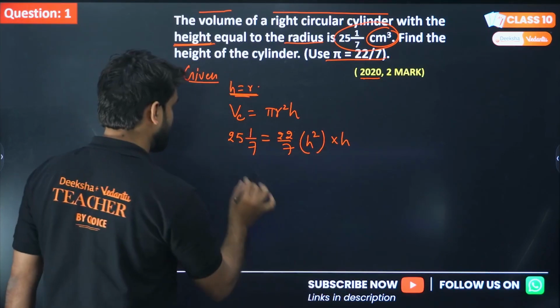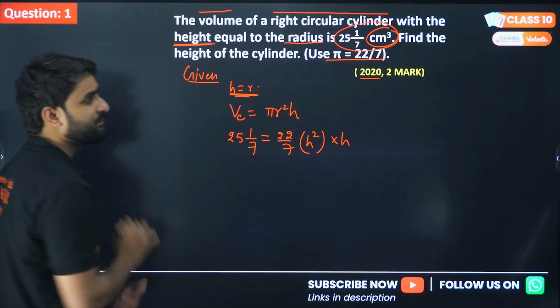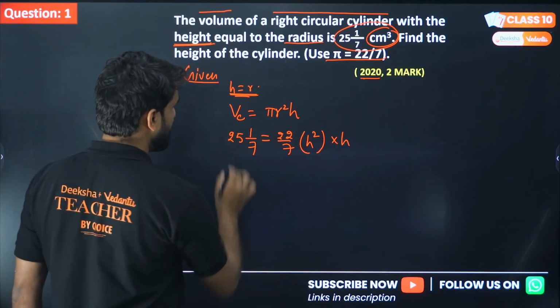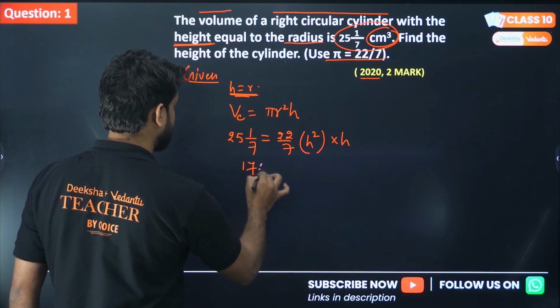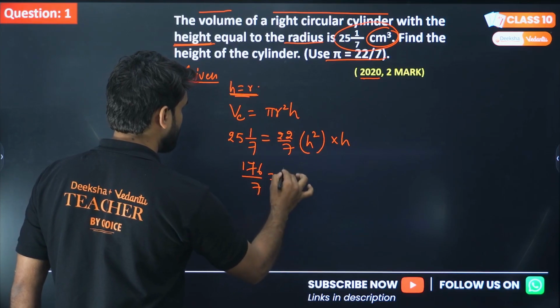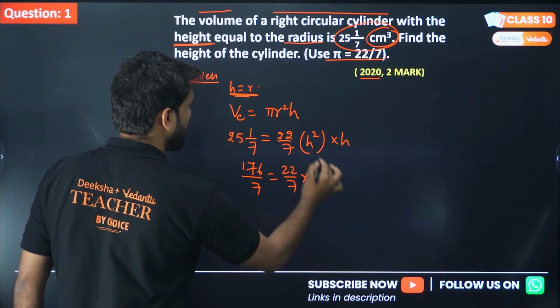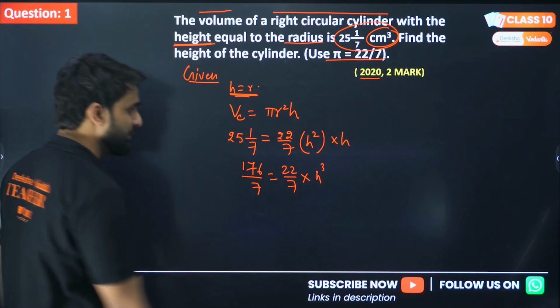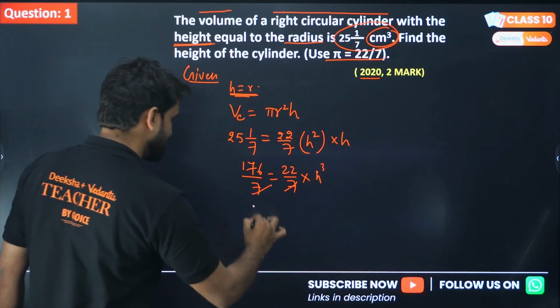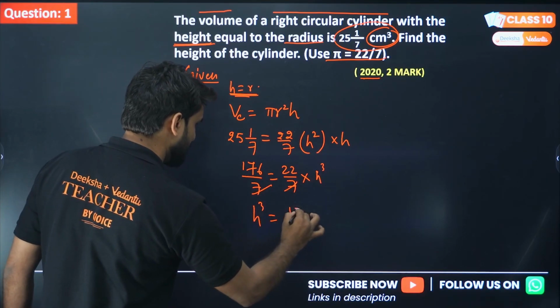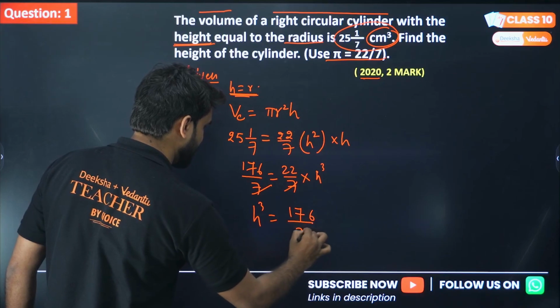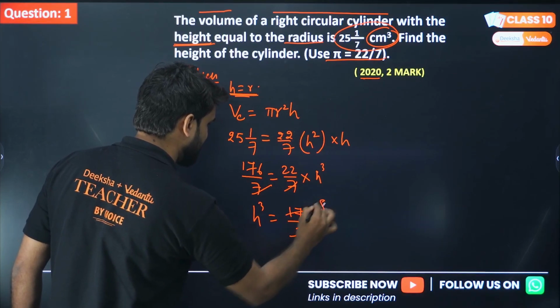So what will be the equation? 25 into 7, what will that be? 175 plus 1, 176, divided by 7, equals 22 by 7 into h cube. h square into h will be h cube. So can we cancel 7 by 7 here? So h cube is equal to 176 divided by 22. On cancelling this, we are getting 8 here.